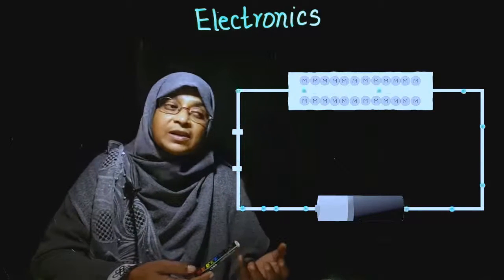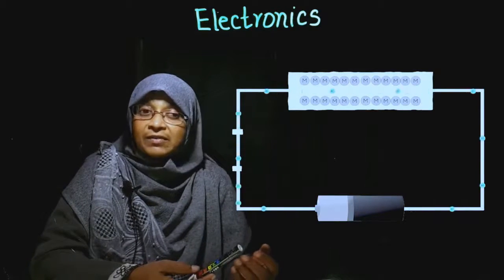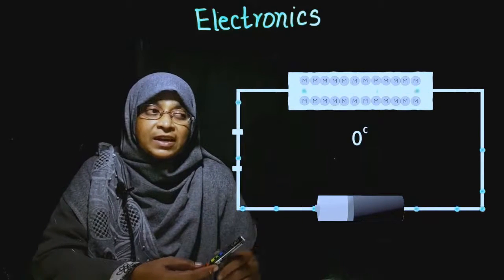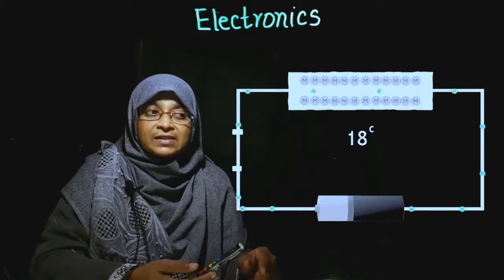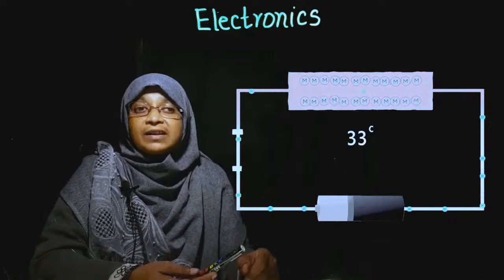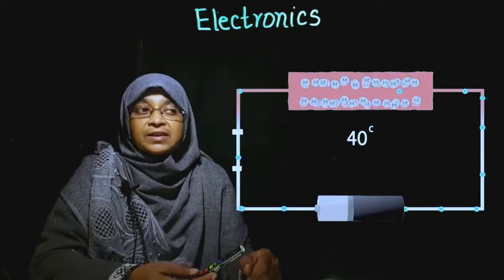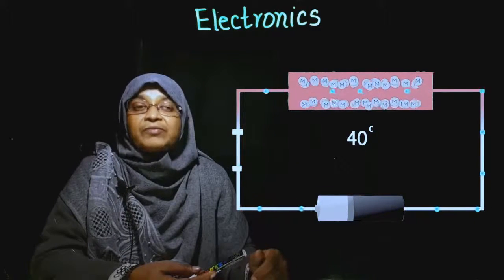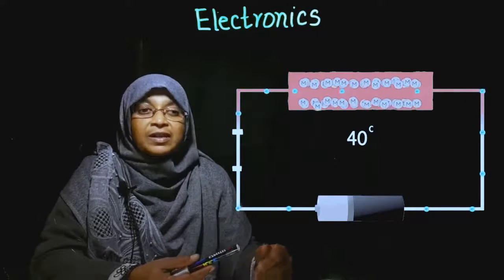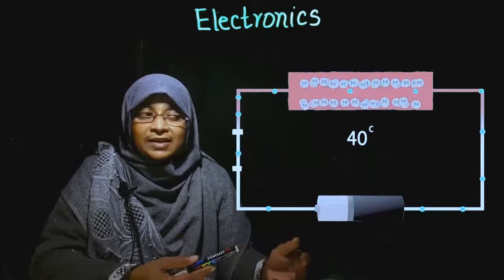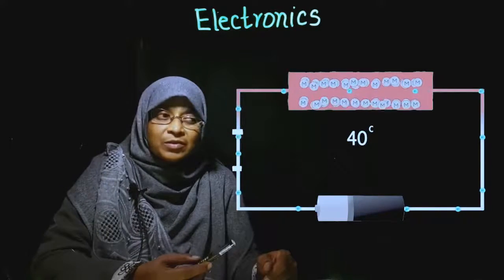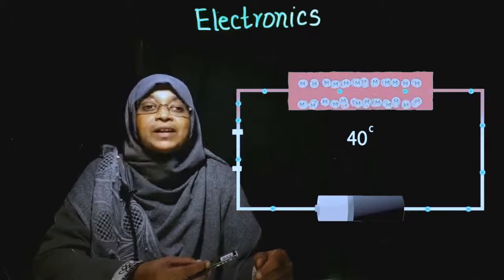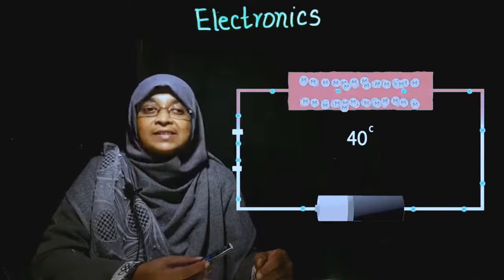What happens to the conductivity of the conductor when the temperature increases? Now we can see, as the temperature increases, the atoms in the conductor vibrate. So, the vibrating atoms disturb the flow of electrons. So, the current flow decreases. So, we can conclude that when the temperature increases, the conductivity of a metal conductor decreases.